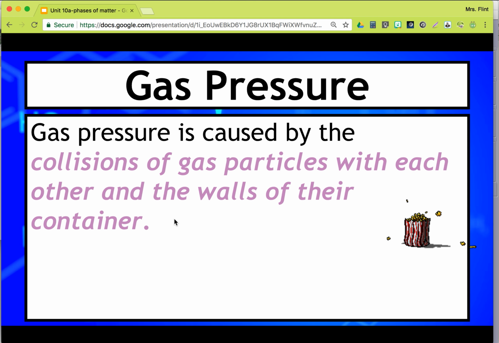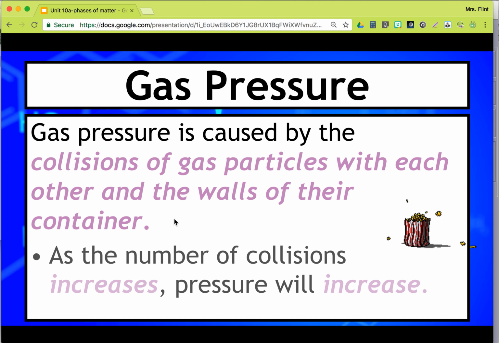Gas pressure is caused by the collision of those gas particles with each other and the walls of the container. As the number of collisions increases, the pressure will increase. So anything we do to increase the number of collisions that's happening will increase the pressure within our container.